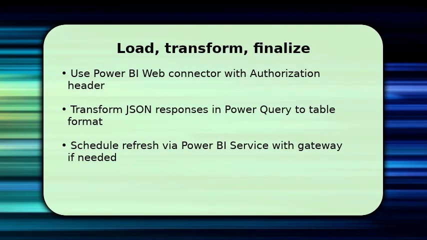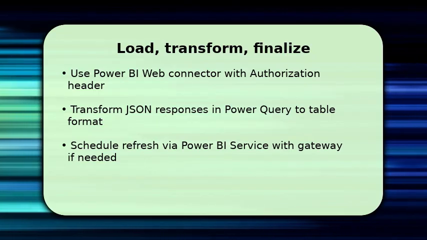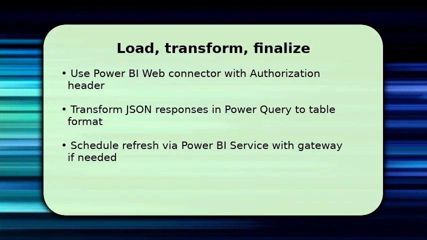Finally, you load and finalize in Power BI. Use Get Data Web, paste the API endpoint, and supply the authorization header bearing your token. Alternatively, build a custom connector or use Power Query M to handle token refresh. Then expand nested JSON, convert arrays to tables, promote headers, and set types.